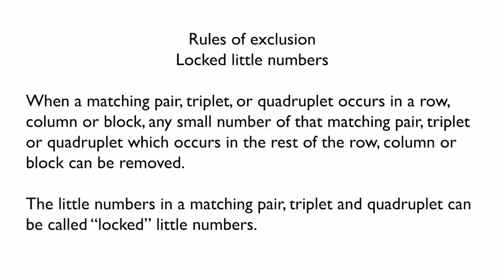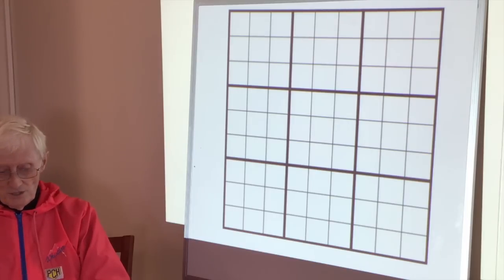Rules of exclusion. Locked little numbers. When a matching pair, triplet or quadruplet occurs in a row, column or block, any small number of that matching pair, triplet or quadruplet, which occurs in the rest of the row, column or block, can be removed. The little numbers in a matching pair, triplet and quadruplet can be called locked little numbers, and I'll explain what I mean by locked little numbers.